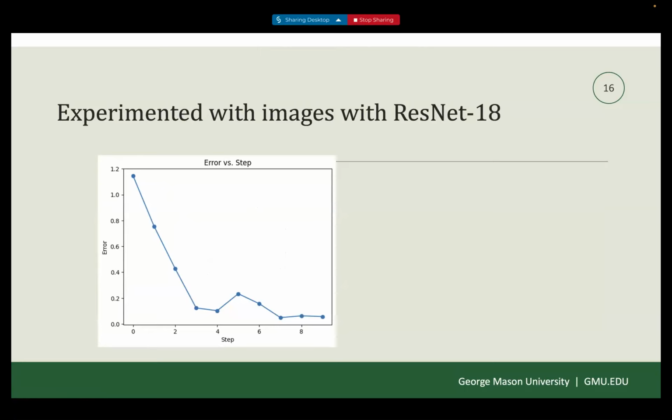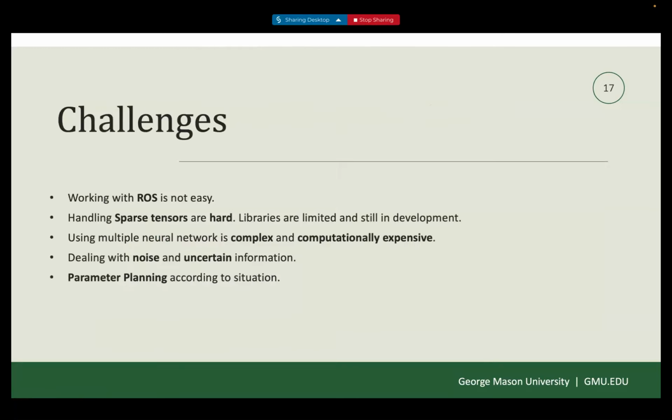And you could see the loss is going down in not many steps. The data is not... we took two ROSBAG files to do this. It was not the entire scene, but yeah. And these are some of the challenges.